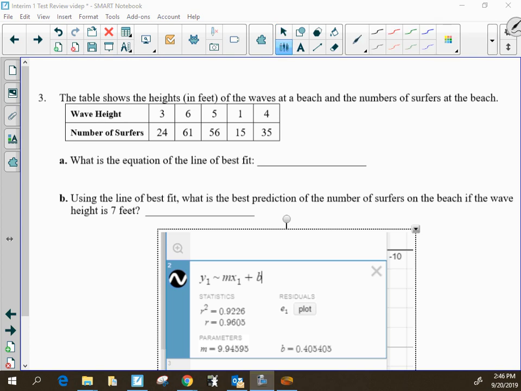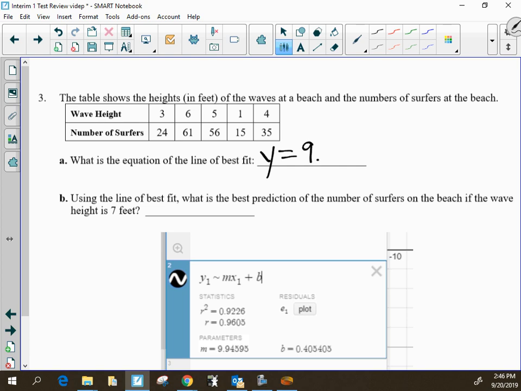So our equation for our line of best fit is y equals 9.945x plus 0.405. Let me just double check that.